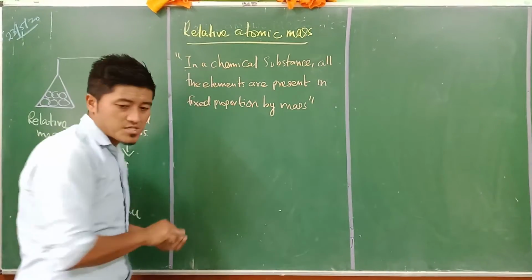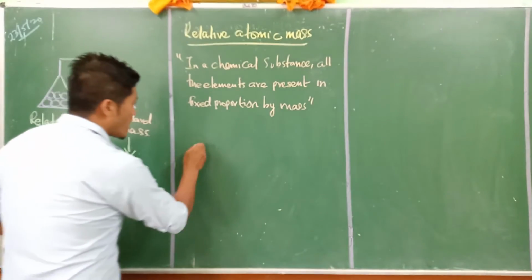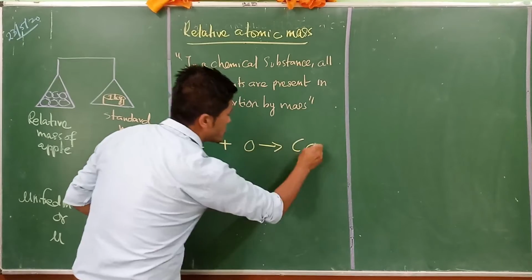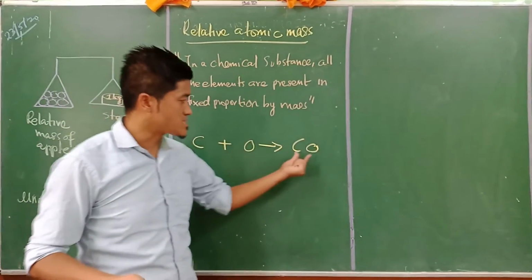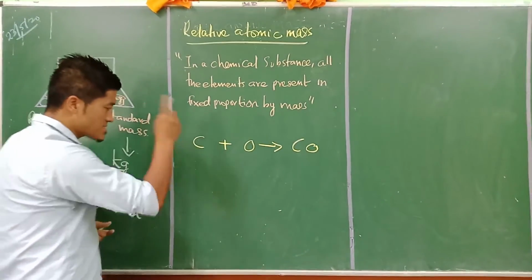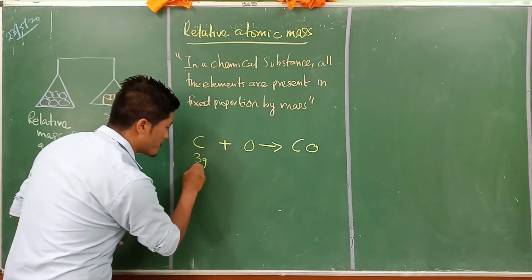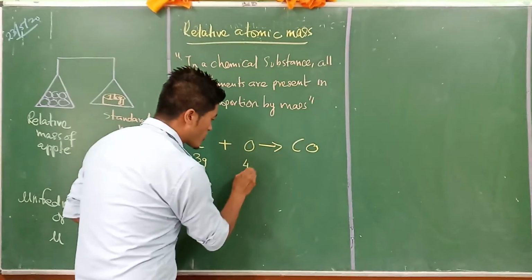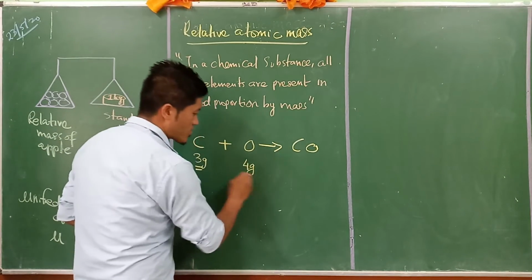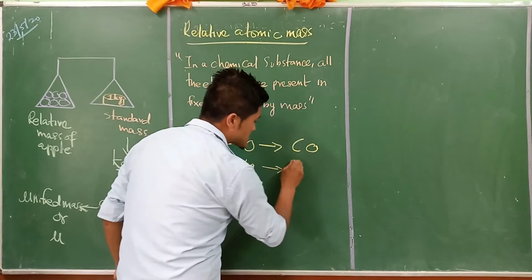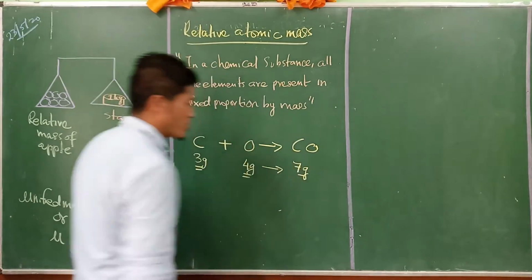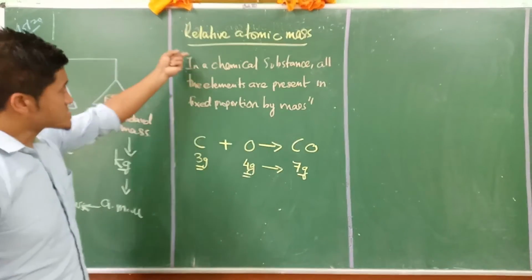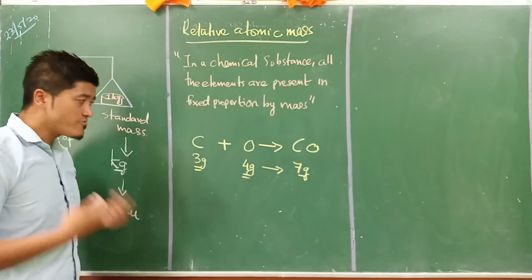Imagine carbon is reacting with oxygen, giving rise to carbon monoxide. Monoxide means one single oxygen here. Let's suppose 3 gram of carbon reacts with 4 gram of oxygen, and it gives rise to 7 gram of carbon monoxide. Is that clear? Now, when we try to understand the relative atomic mass, what we need to understand is this.